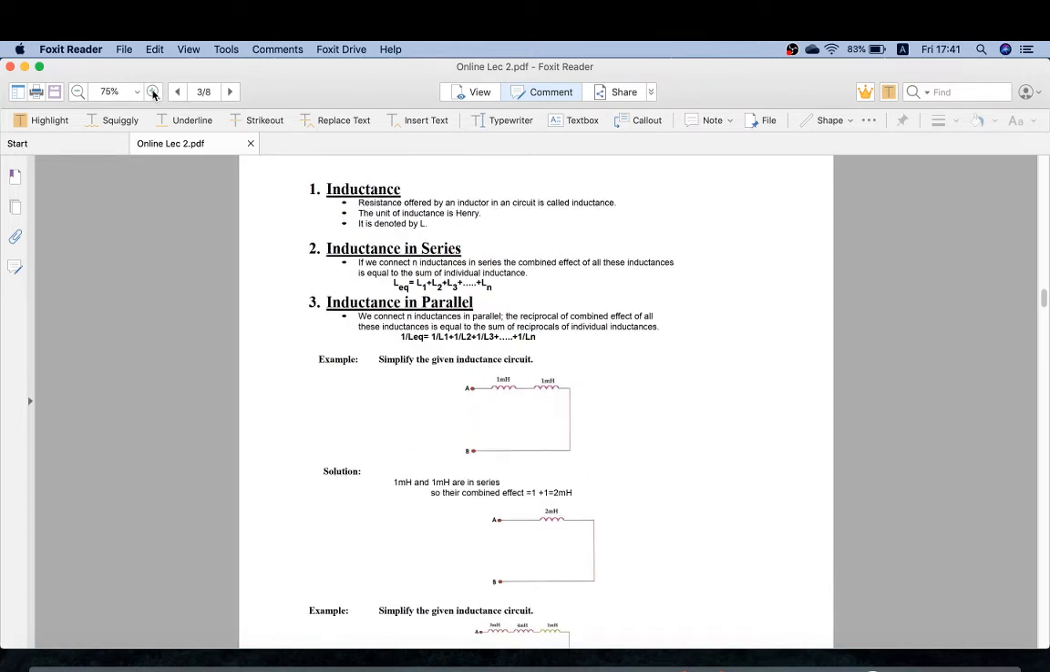Inductance is the resistance offered by any inductor in a circuit. It's simple as that. Its unit is Henry and it is denoted by L. So let's start with the inductance in series and parallel.